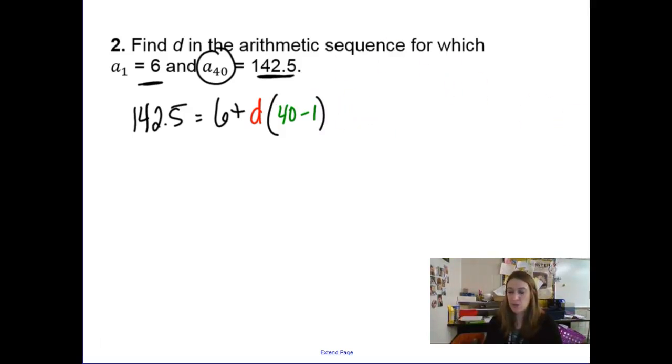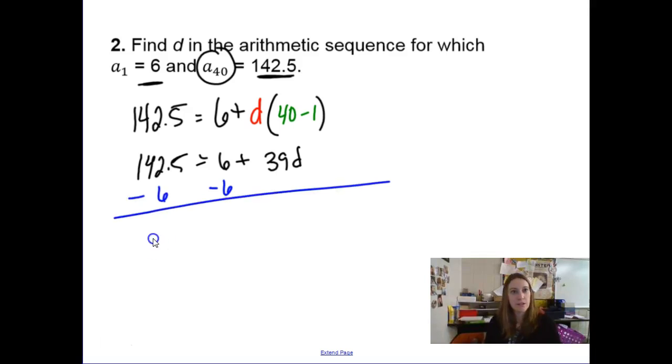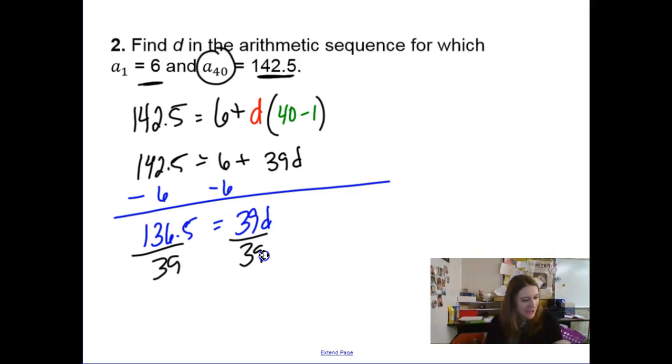All right, so solving for this, let's see, that's 142.5 equals 6 plus 39d. And we're going to subtract 6. Oh boy, let's see. 136.5, I think. I already solved this, so if I got a little mistake there, I apologize. If I divide by 39 here, what did I get? I got 3.5.